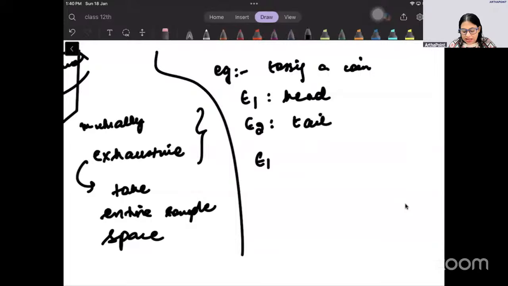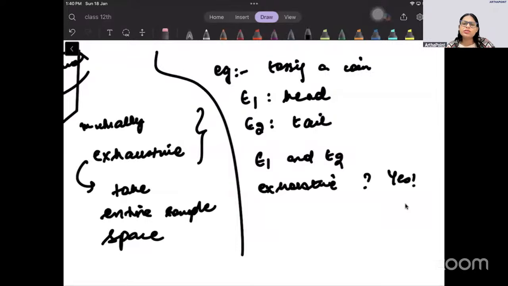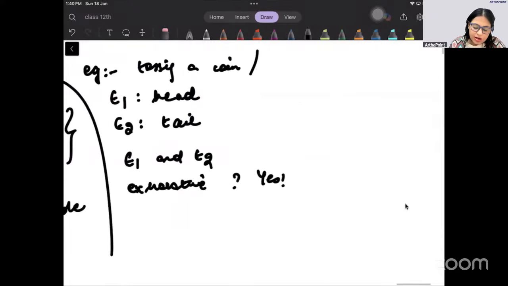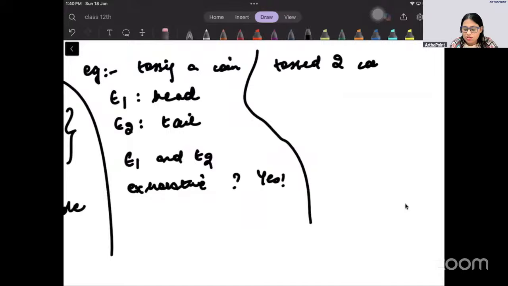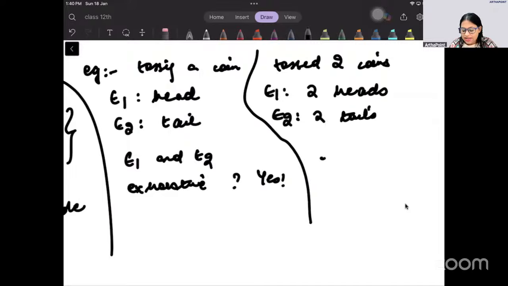So are E1 and E2 exhaustive? Answer is yes. Because there are only two things, ya head ya tail. And E1 and E2 together are equal to the sample space. Kuch bacha nahi hai. There is nothing left. But suppose I tell you that I have tossed two coins and E1 is getting two heads and E2 is getting two tails. So are they exhaustive?